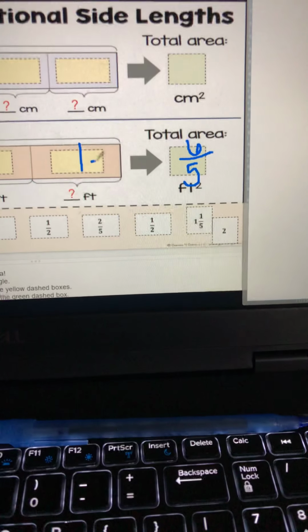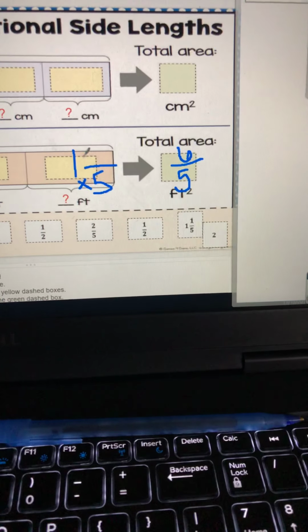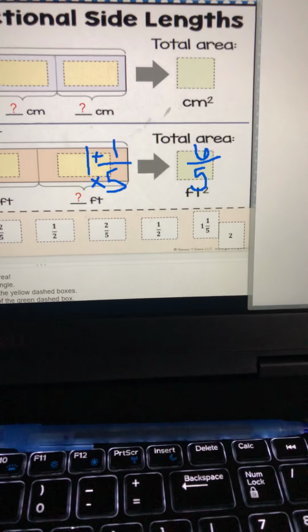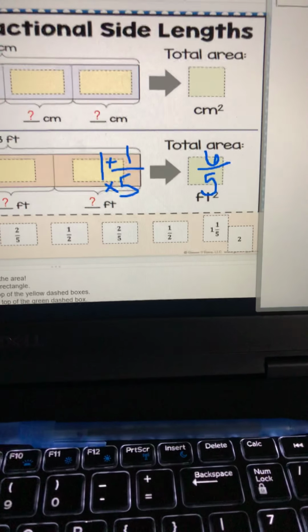1, and then my denominator stays 5. So 5 times 1 is 5. What do I add to get 6? 1. So therefore, you would drag 1 1/5.